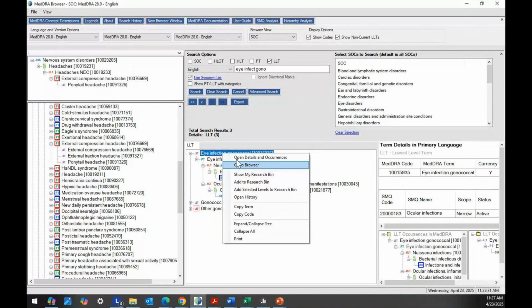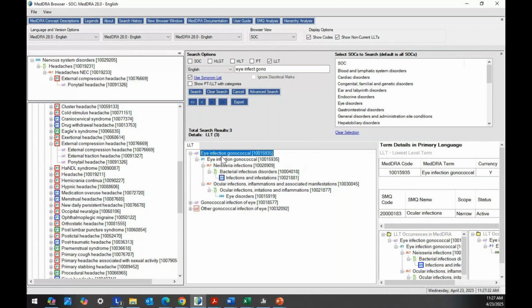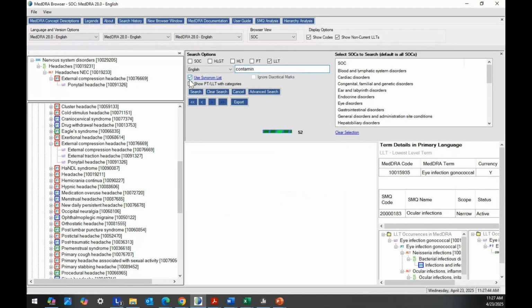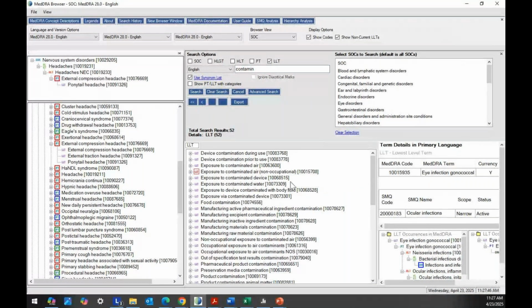Okay, so another thing that I found that some people did pick up on is that the eye drops themselves grew bacteria, right? So there was some contamination. Let me look up just the term contamination. Okay, and then I see there are so many contamination terms: exposure to contaminated air, food contamination. So sometimes you can do a top-down search, sometimes you can do a bottom-up search. So I'll go very broadly.